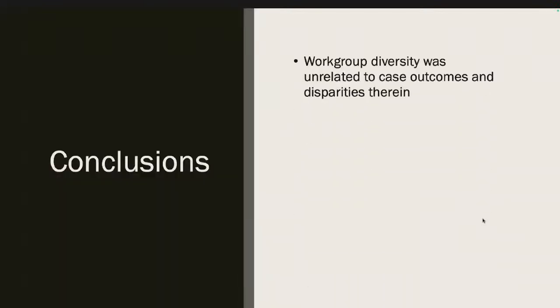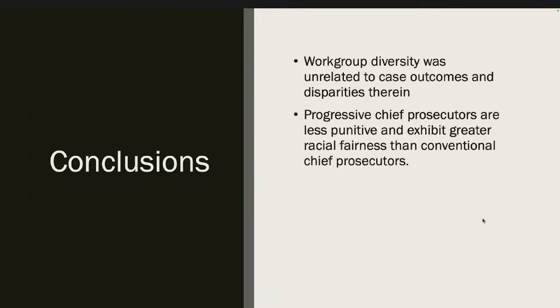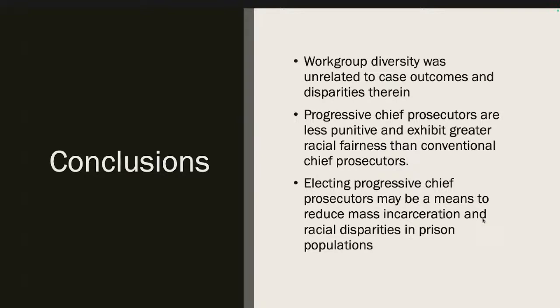Summarizing conclusions here, work group diversity simply did not predict case outcomes or disparities therein. Progressive prosecutors, by contrast, were less punitive and exhibited greater racial fairness in their case outcomes than traditional chief prosecutors. This suggests that electing progressive chief prosecutors may be an effective means of reducing both mass incarceration and racial disparities in prison populations.